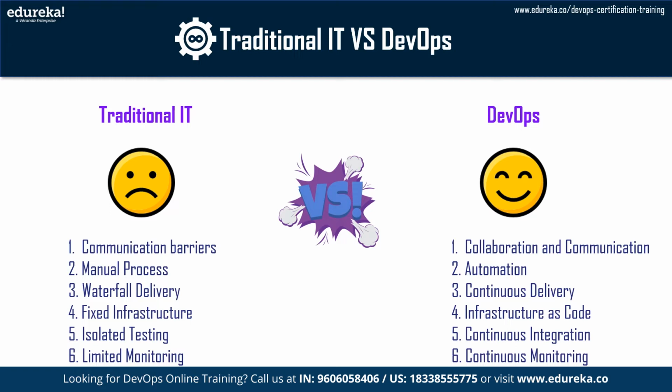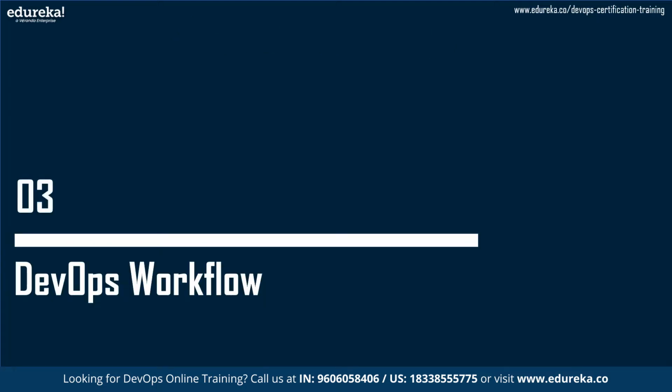These differences enable organizations to deliver software faster, more reliably, and with greater adaptability to changing requirements. DevOps Workflow. A DevOps workflow typically consists of several key stages, each playing a crucial role in the software development and delivery process. Here are four fundamental parts of a DevOps workflow.